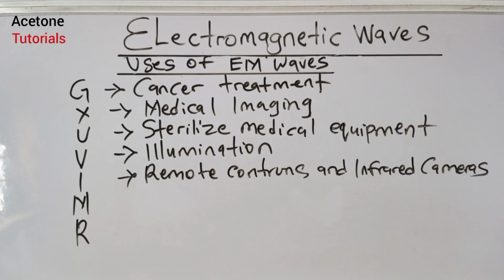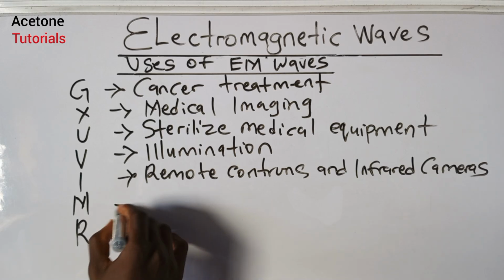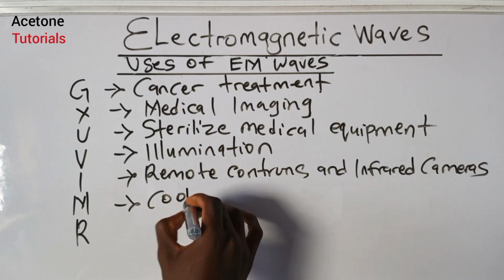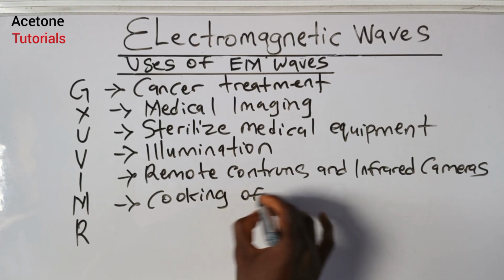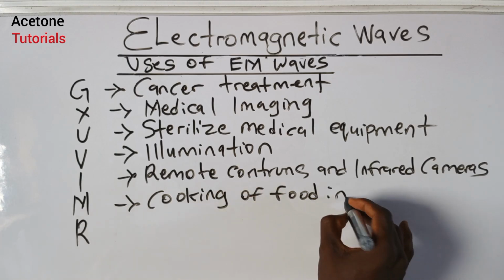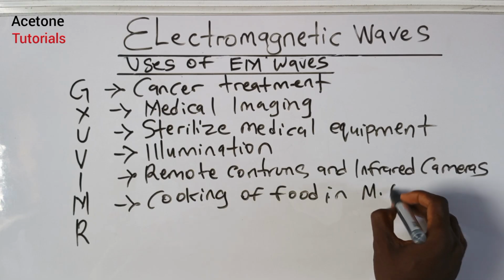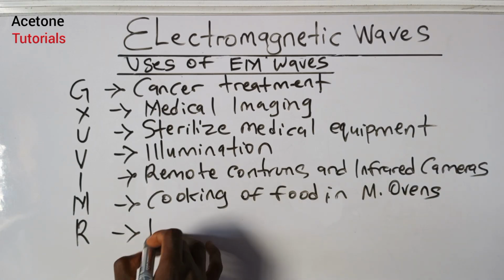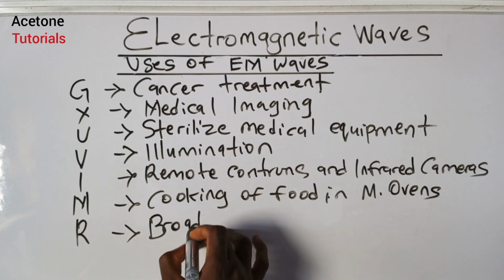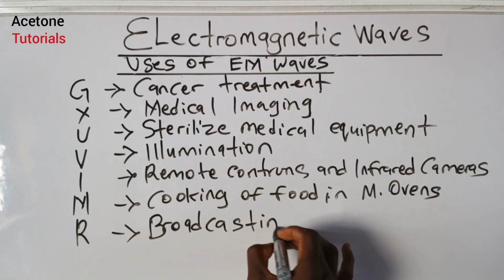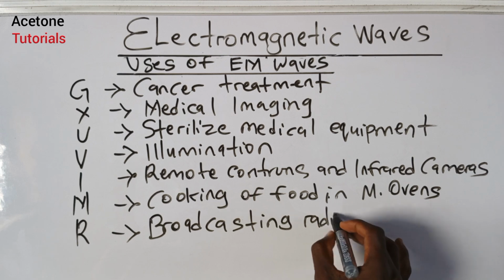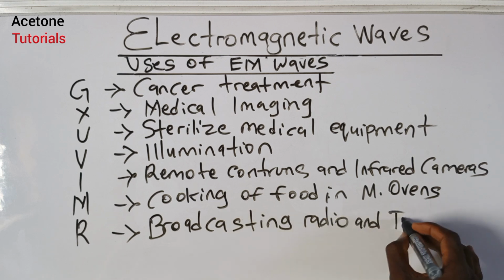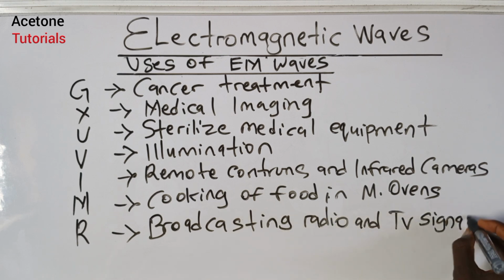For microwaves, it is used to cook food, in a microwave oven. While for radio waves, it is used in broadcasting and TV signals. So those are the uses of the electromagnetic waves.